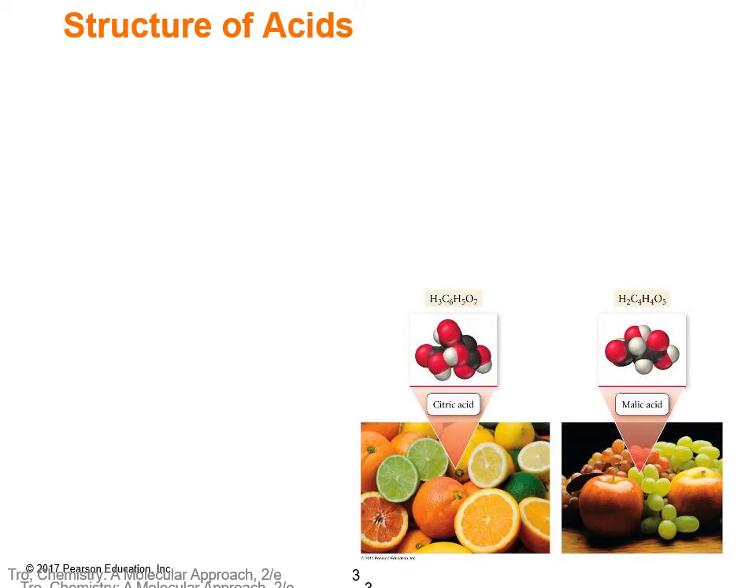Let's start by talking a little bit about acids. And we're pretty familiar with acids that occur in our food. They taste sour, so the citric acid in citrus fruits, or the malic acid in other fruits like grapes and apples. They have the ability to dissolve lots of different metals, not all metals, which we'll learn about, but many metals, and they can neutralize bases.